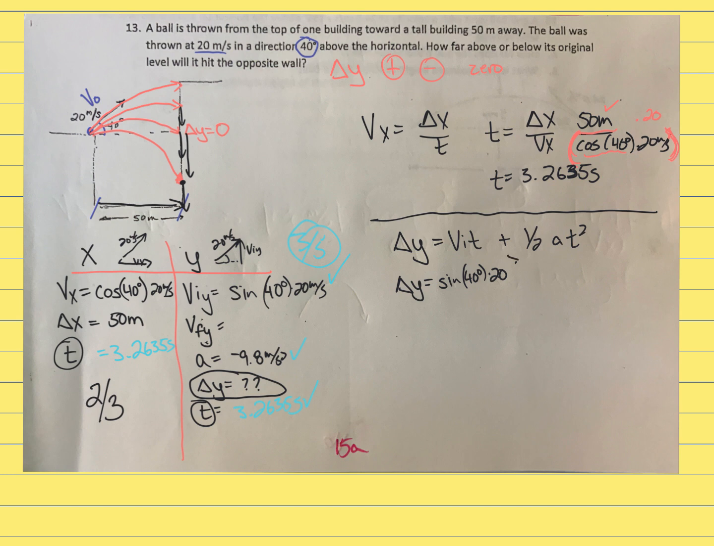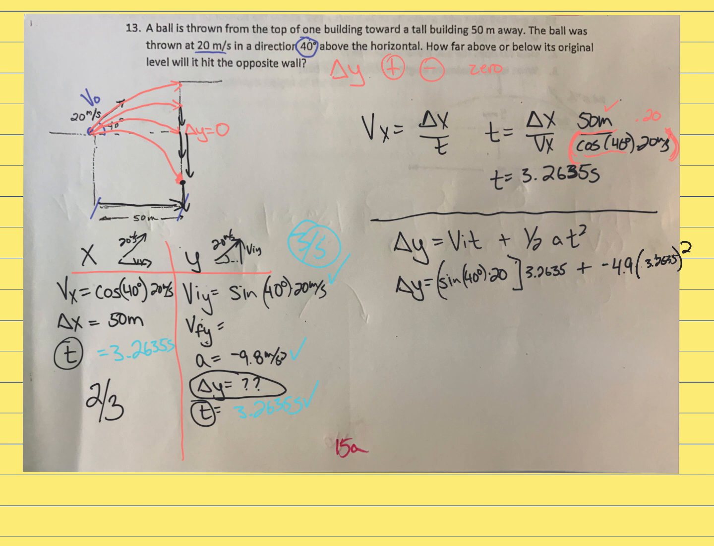That's time multiplied by the time, 3.2635 seconds, plus negative 4.9 t squared. Oops, we know the time. I made a mistake. There we go. And that would be, of course, parentheses 3.2635 quantity squared.